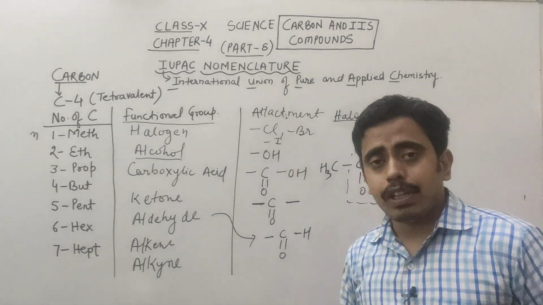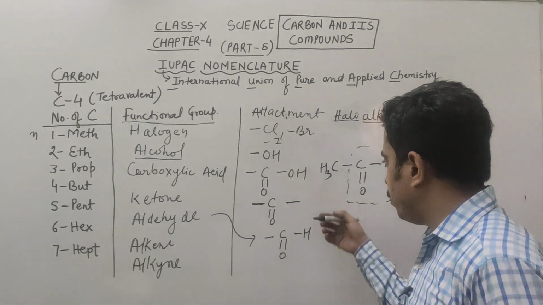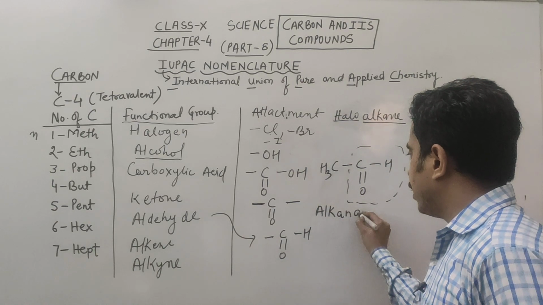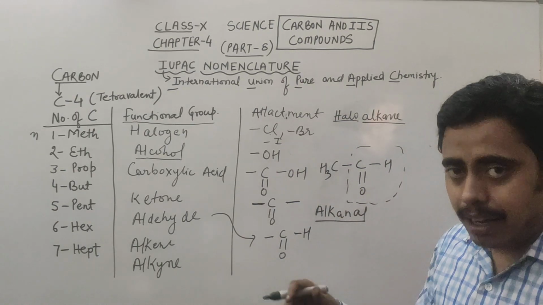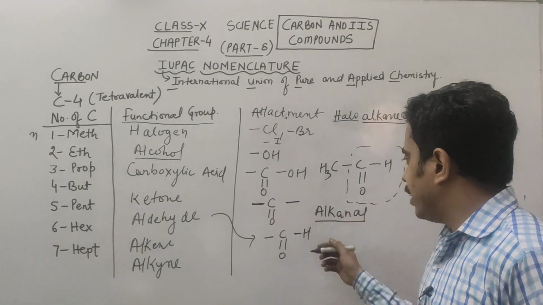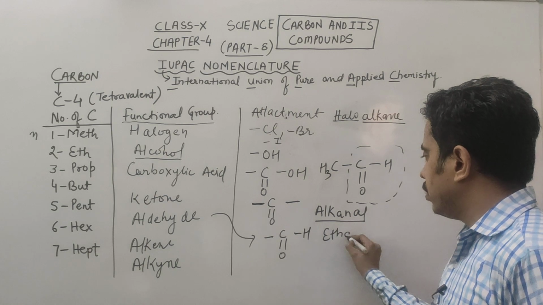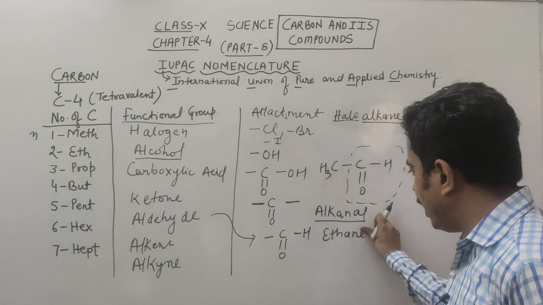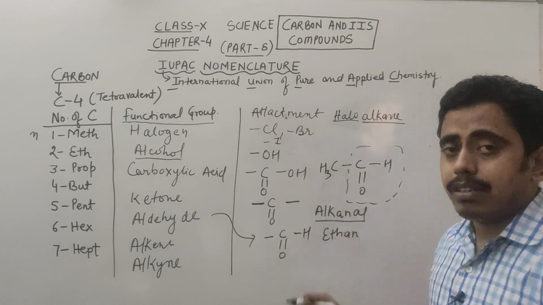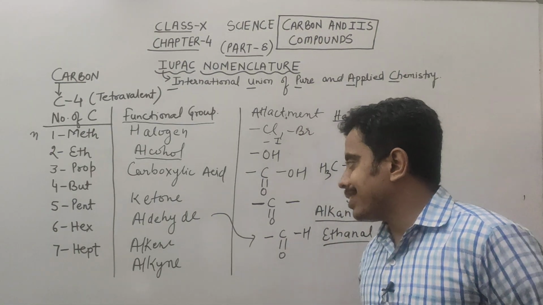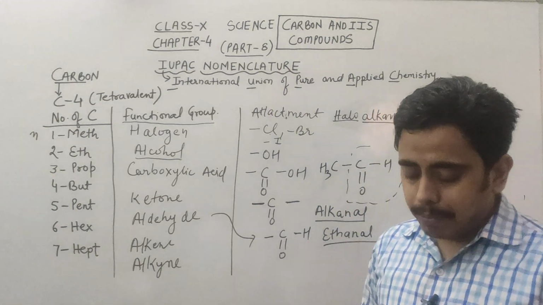So what will be the name of this compound? The name of this compound will be according to the parent name, alkanal. Alkanal, you can say it. So how many carbon atoms? 2 carbon atoms. So ethane, with the last E again removed. And what is the suffix you used here? The suffix is al. So this is how the functional groups are named properly.